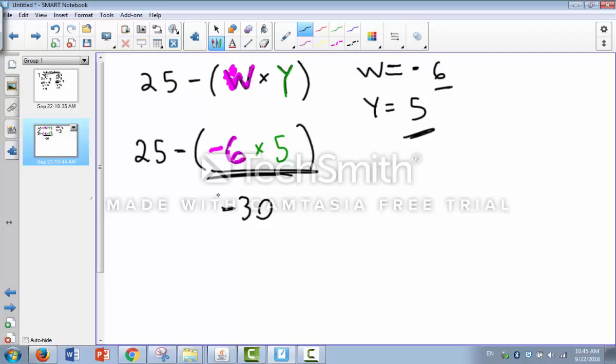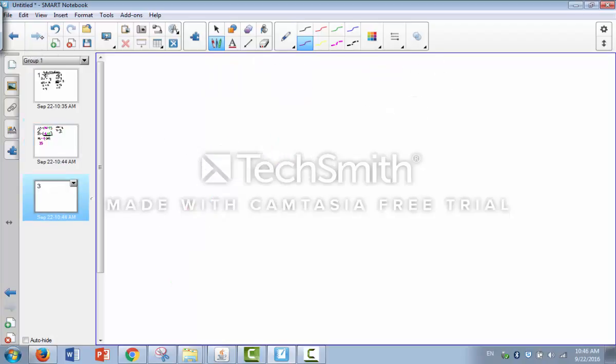So this is negative 30. 25 minus negative 30. Minus a negative, you can think of that as addition because subtracting a negative is the same as adding. And the answer is 55. 25 plus 30 is 55. Next.